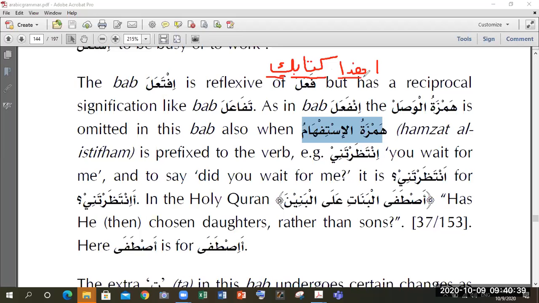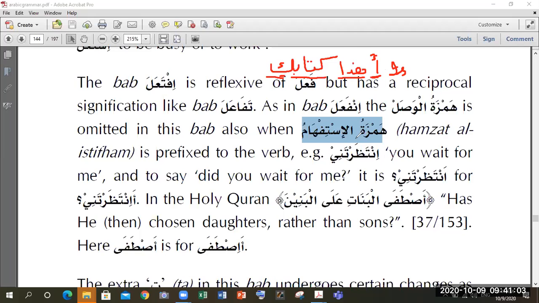What does this mean? Hada kitabuki. This is your book. No, I'm asking, what does this mean? Is this your book? I'm asking you a question. Oh, it's a question. Okay, I wasn't knowing. Now you know it.